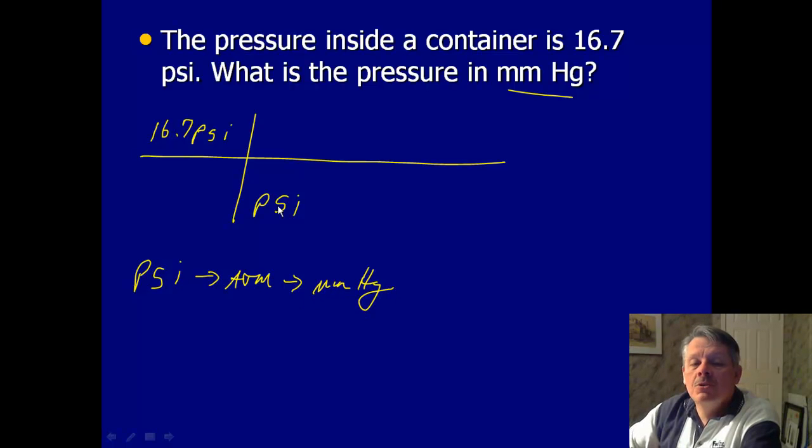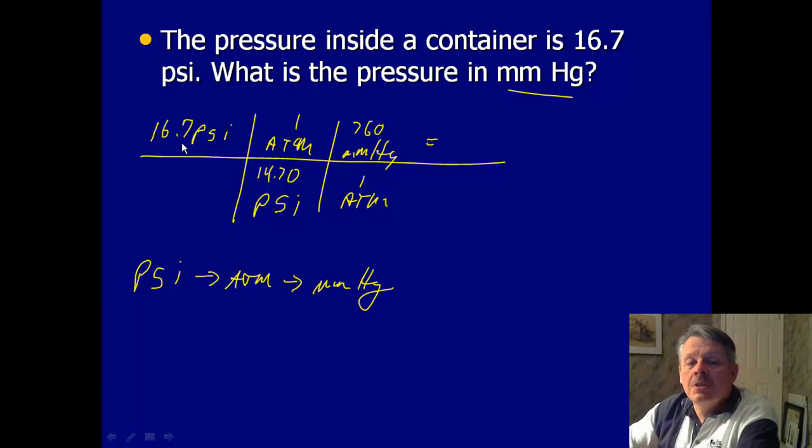So let's do that. I'm going to go from psi to atmospheres, and then from atmospheres to millimeters of mercury. And 1 atmosphere is 14.70 psi. And 1 atmosphere is 760 millimeters of mercury. So I'm going to take the 16.7 divided by 14.7 psi, multiply by 760 millimeters of mercury, and I come up with 863 millimeters of mercury.